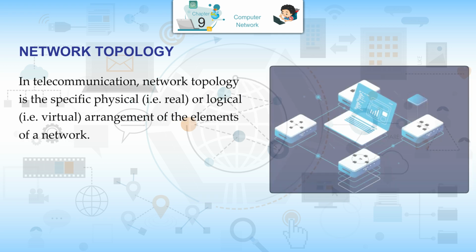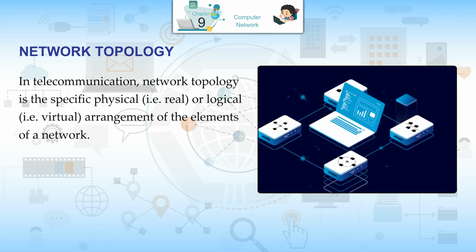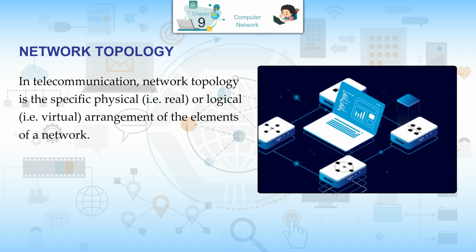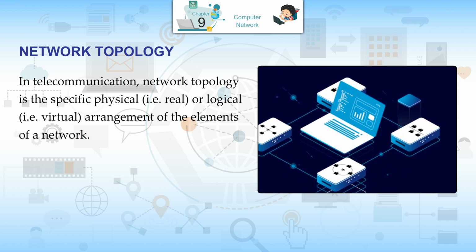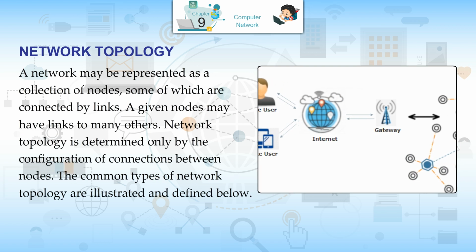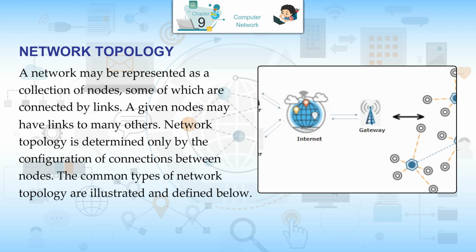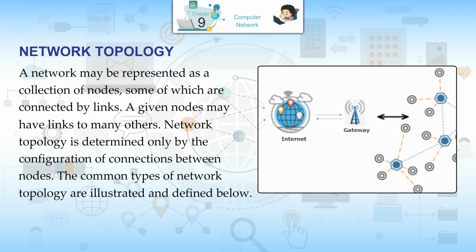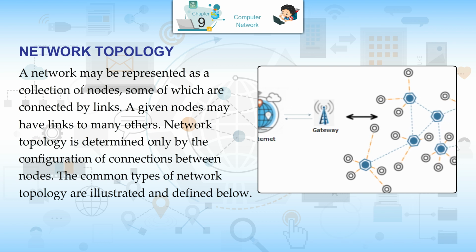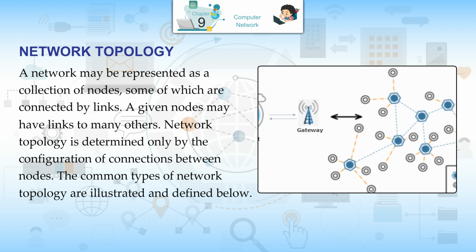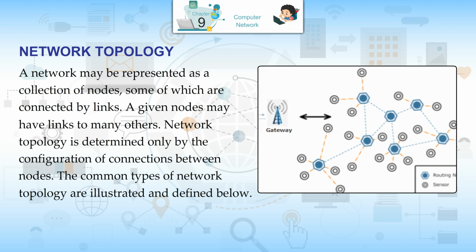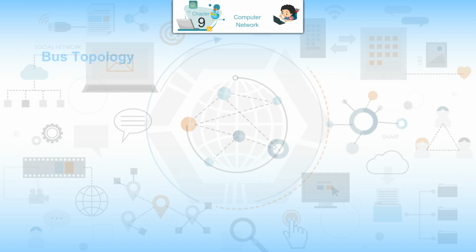Network topology. In telecommunication, network topology is the specific physical, that is real, or logical, that is virtual, arrangement of the elements of a network. A network may be represented as a collection of nodes, some of which are connected by links. A given node may have links to many others. Network topology is determined only by the configuration of connections between nodes. The common types of network topology are illustrated and defined below.